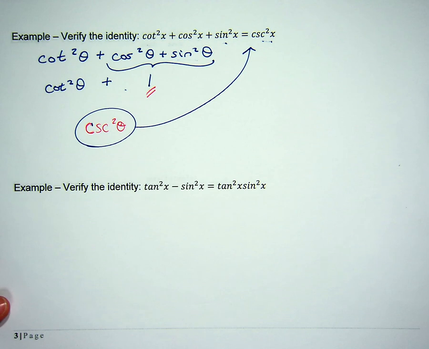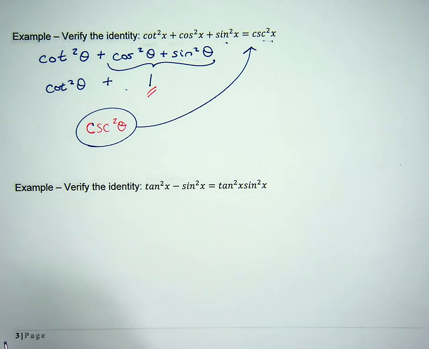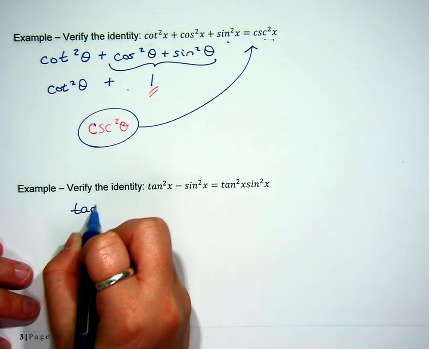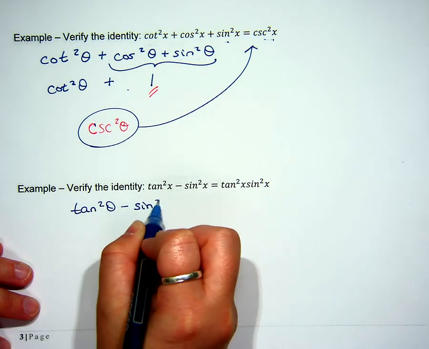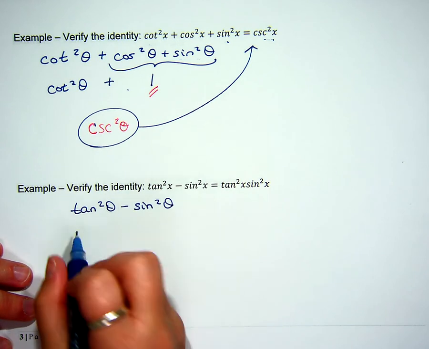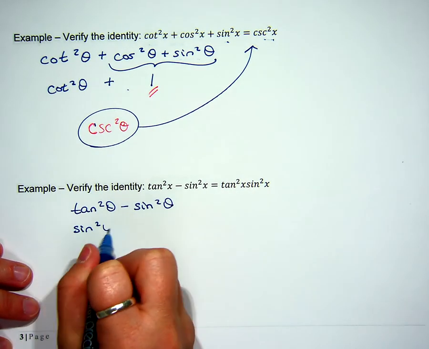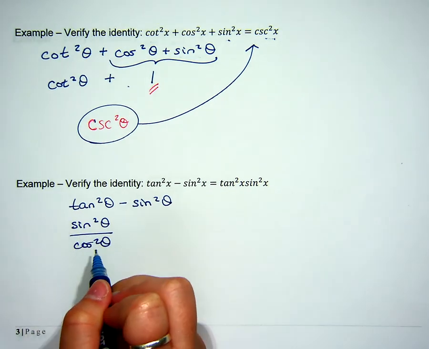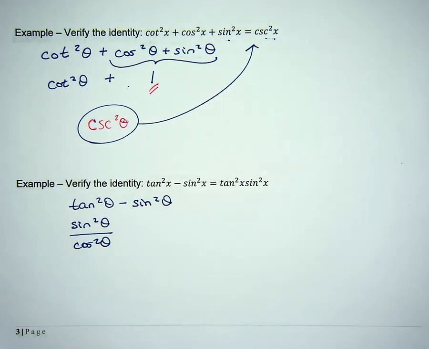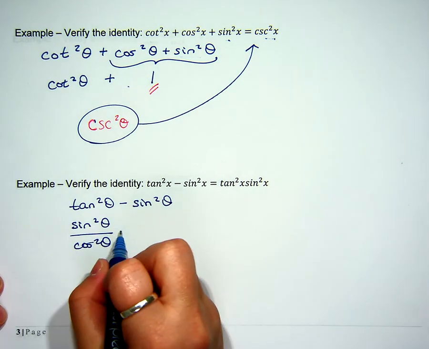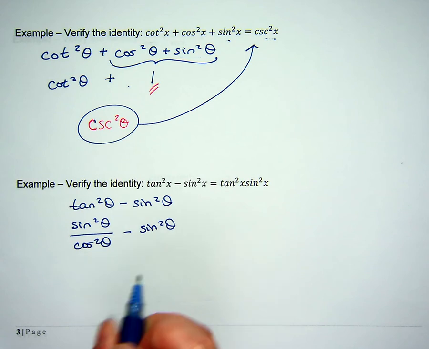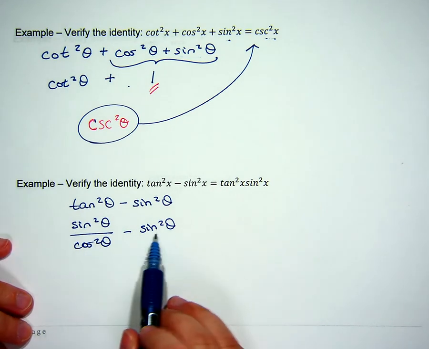Next, I want to verify the identity: tangent squared minus sine squared equals tangent squared times sine squared. So again, I'm going to work with the left-hand side. Tangent squared minus sine squared. Well, tangent squared I can break into sine squared over cosine squared, because tangent's sine over cosine. If you have it squared, just square the top and square the bottom. Minus, there's my sine squared. Notice that I have a fraction here and a value here.